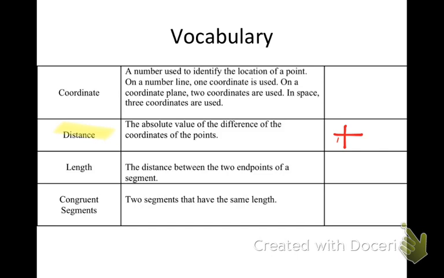Congruent segments. Congruent segments are 2 segments that have the same length. That is important. Congruent means same. So congruent segments are 2 segments that have the same length. Again, we're going to talk a lot today about distance. Distance is always measured in a positive direction.